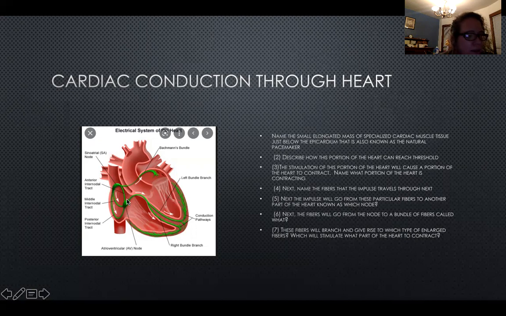Okay, and then from the AV node, it's going to go to the bundle of branches, which gives rise to elongated fibers called the Purkinje fibers. And that's going to cause the ventricles to contract. So that's kind of what I was looking for there.